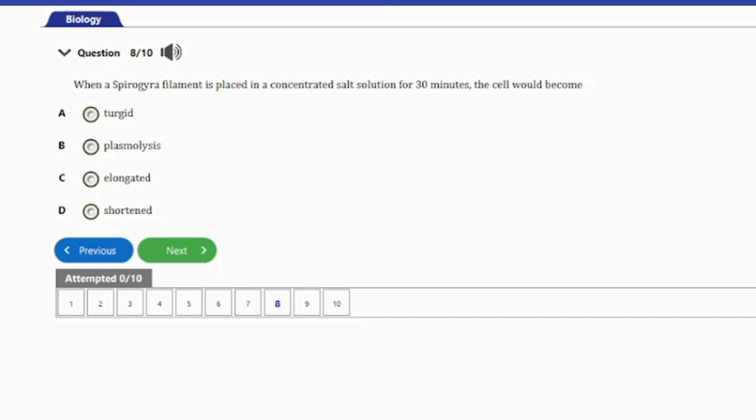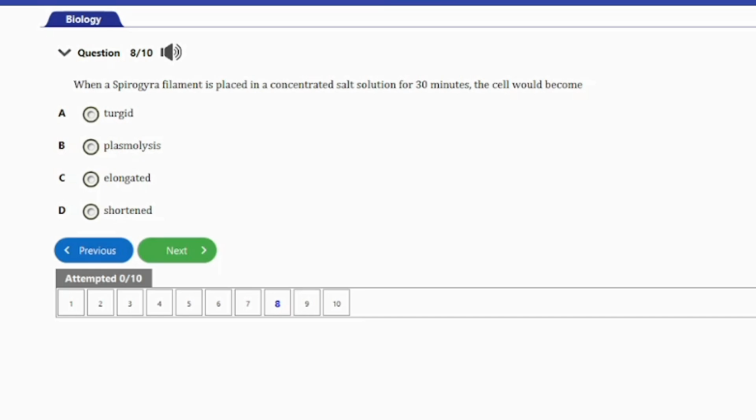It says, when a spirogyra filament is placed in a concentrated salt solution for 30 minutes, the cell would become A. turgid, B. plasmolysis, C. elongated, and D. shortened. So guys, this is a question that is often repeated in WAEC examination, so you need to pay attention to this. When you have a spirogyra filament placed in a concentrated salt solution, the phenomenon that will occur in this case is plasmolysis. So that means the cell will be plasmolyzed, and that's option B here, guys. That's the answer to this question.